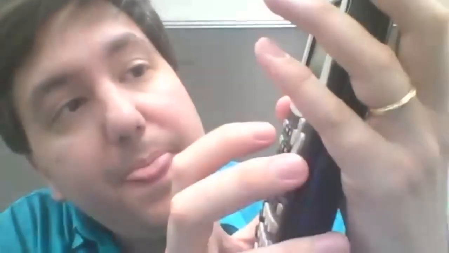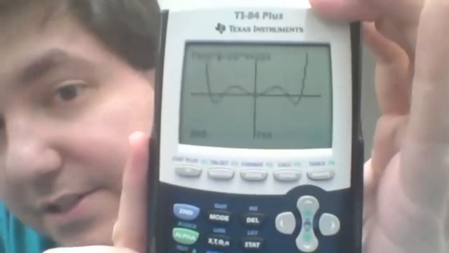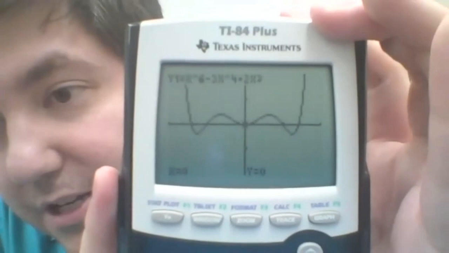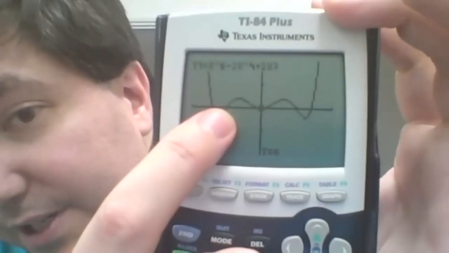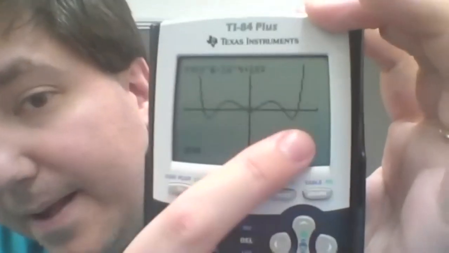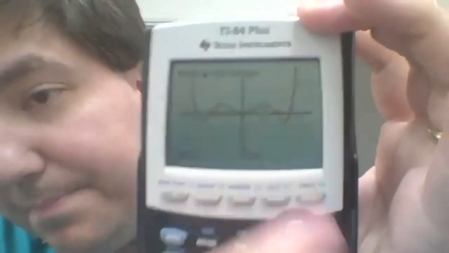And so if we hit the trace key right there in the middle, you will see the point at 0, 0 that we found just by solving it analytically without any picture. Over here, you will notice is +1. And over on the other side is -1.